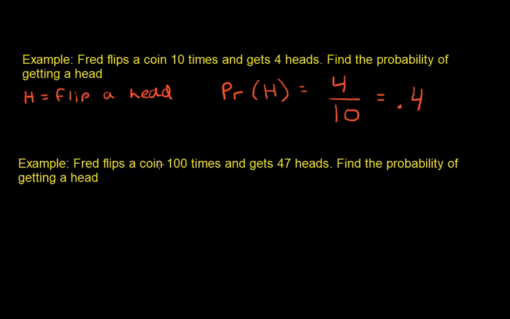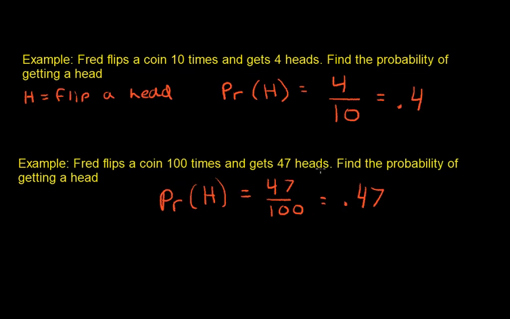Well, okay, let's do this next example. So what if Fred flips the coin 100 times, then he gets 47 heads? Okay, so still have the same event, head. So the probability of head now would be 47 over 100. So this is going to be 0.47. Right? So what's happening here? So this is getting closer to the truth. We know that the probability of getting a head on an unweighted coin is 0.5, right?